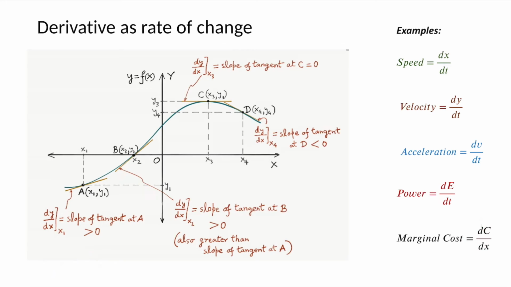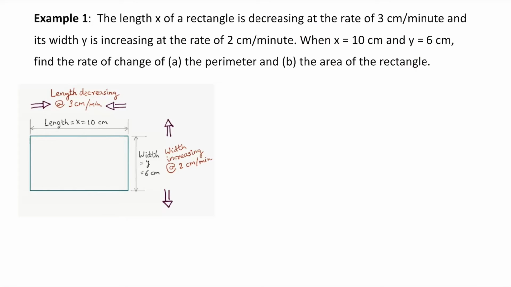So the question is that the length x of a rectangle is decreasing at the rate of 3 centimeters per minute, and its width y is increasing at the rate of 2 centimeters per minute. So you imagine that there is a rectangle which we have drawn here, and it has a certain length and certain width at a given point in time, but its length and width are changing with time. As the problem says, its length is decreasing at 3 centimeters per minute. Every minute its length shrinks, and the width is expanding at a certain rate, 2 centimeters per minute.